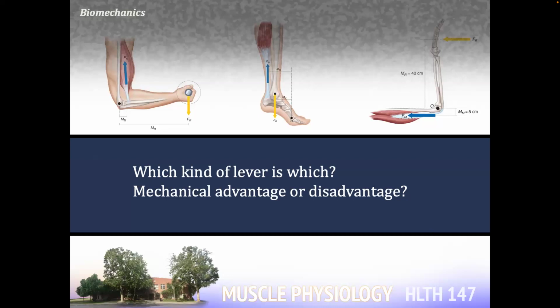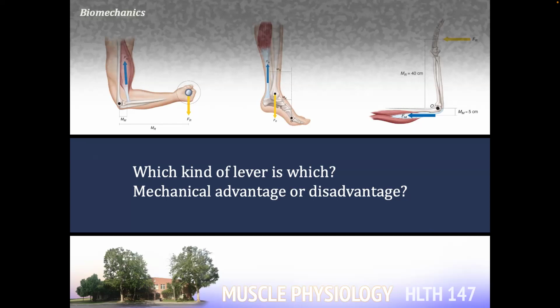But the downward pointing arrow, that's the load, that's the resistance. The upward pointing blue arrow is the force of the muscle. The moment arm of the muscle is farther away from the fulcrum than the load is, which means this is a second class lever. The calves have a mechanical advantage.